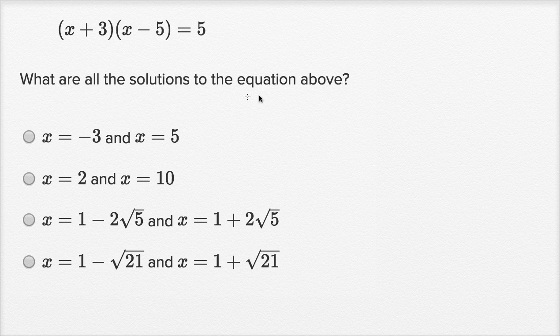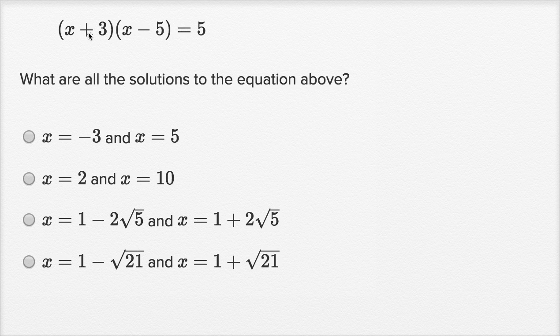What are all the solutions to the equation above? And we have x plus 3 times x minus 5 is equal to 5. You want to be very careful here, because you probably have some experience with algebra that, hey, once I factored it out, maybe I could say this needs to be equal to 5 or this needs to be equal to 5. That is not the way that it works. That would not actually make logical sense.